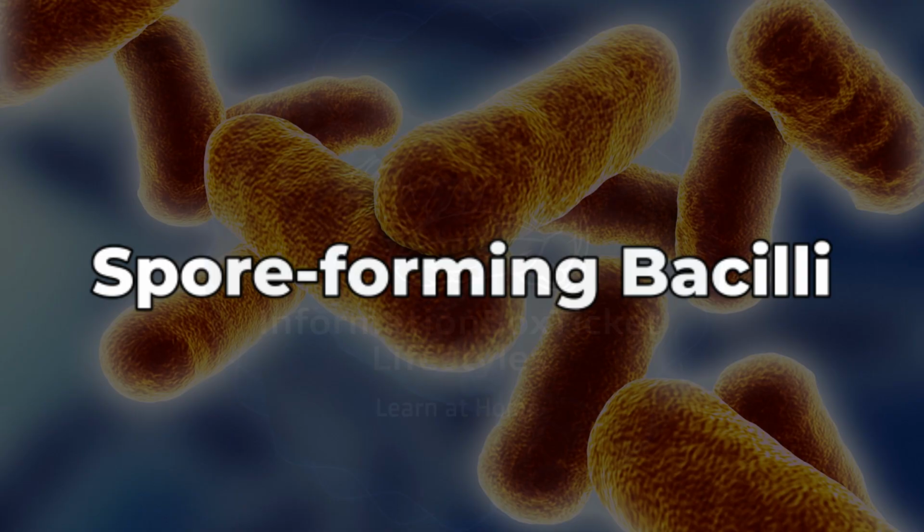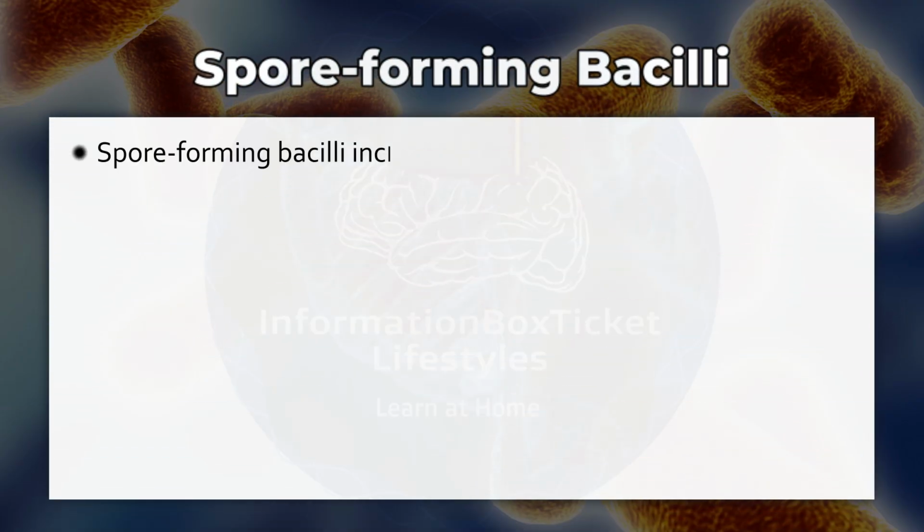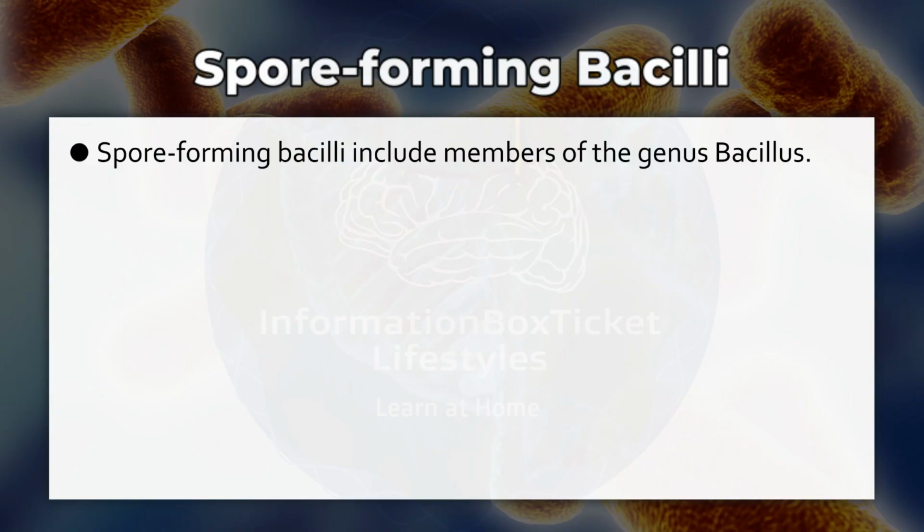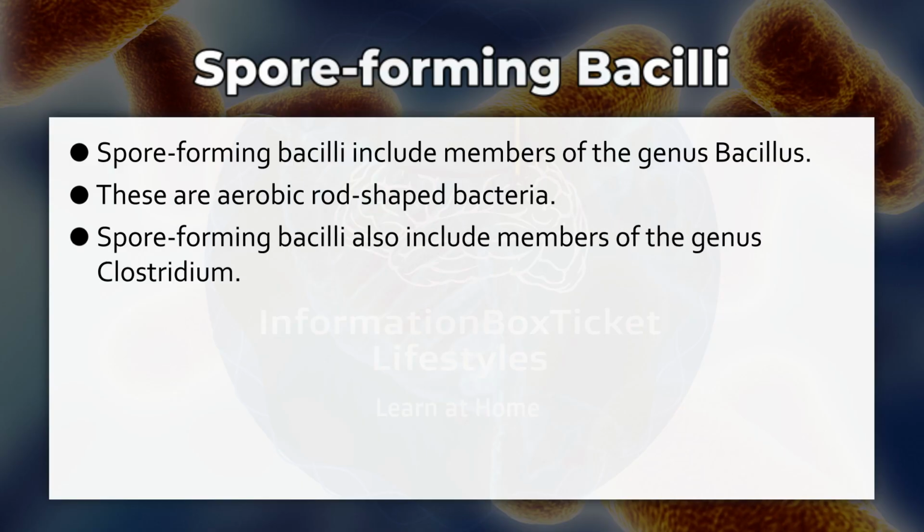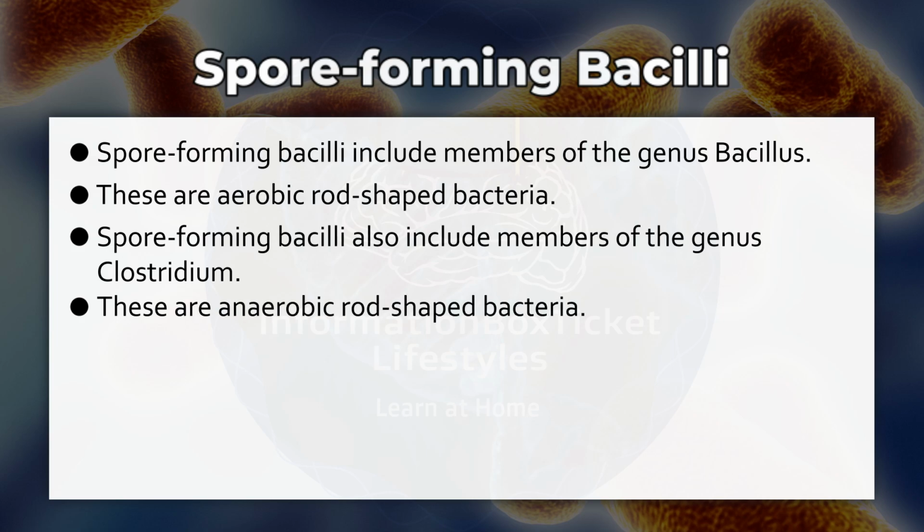Spore-forming bacilli. Spore-forming bacilli include members of the genus Bacillus. These are aerobic rod-shaped bacteria. Spore-forming bacilli also include members of the genus Clostridium. These are anaerobic rod-shaped bacteria.